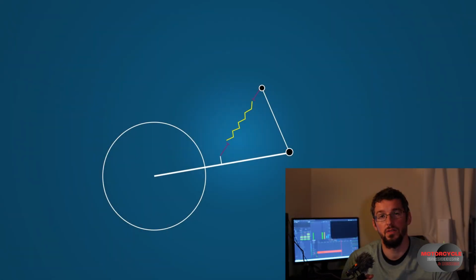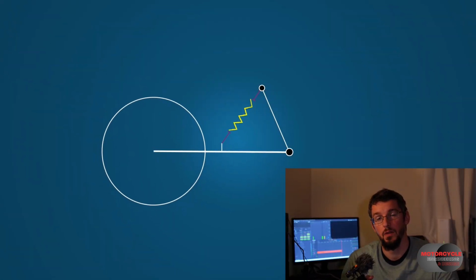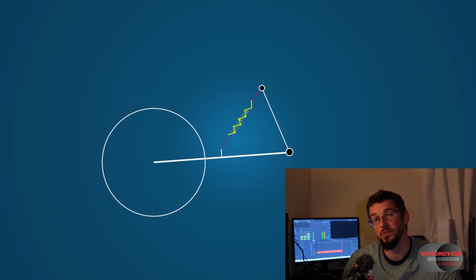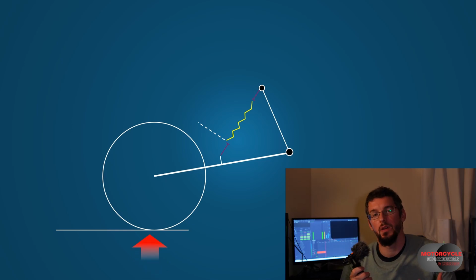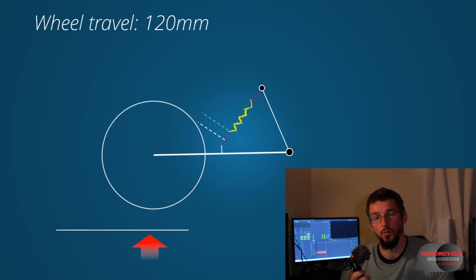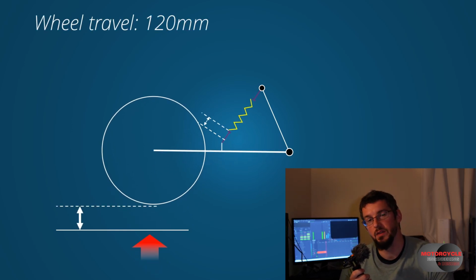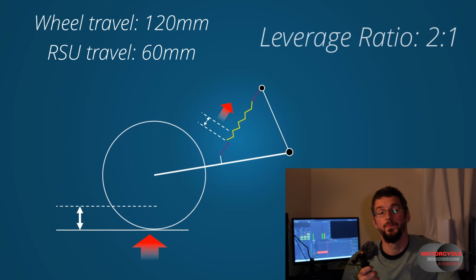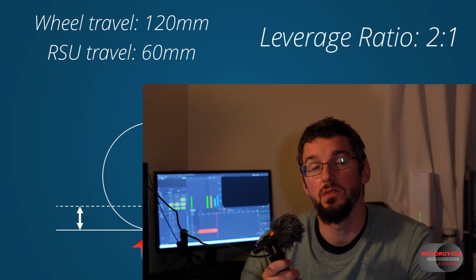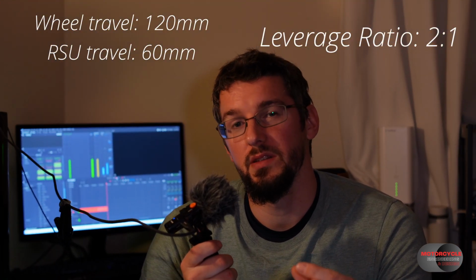So now let's move the RSU up half the length of the swing arm. We'll notice that the amount of travel it goes through is greatly reduced, and that's because the arc length that the point is mounted is much shorter. So now let's say we have 120 millimeters of rear wheel travel, and in this scenario we have 60 millimeters of travel in the RSU. That means we have a leverage ratio of 2:1. For every 2 millimeters of rear wheel travel, we'll have 1 millimeter of travel in the RSU.